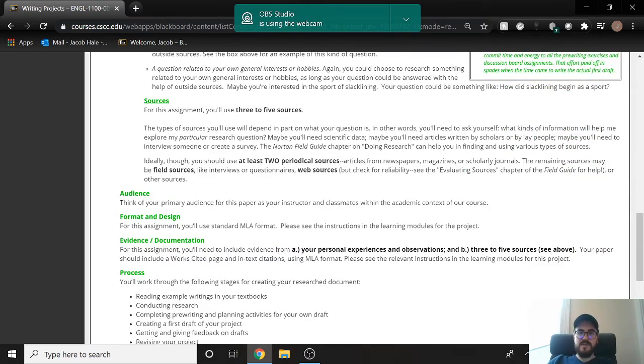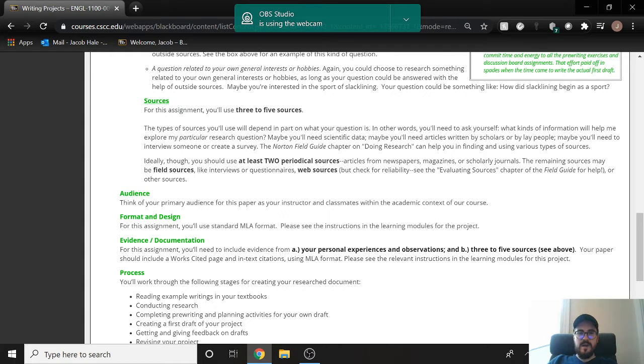And now let's talk a little bit about the sources that you're going to be finding. You need to have 3 to 5 sources. And the types of sources that you choose will sort of depend on what your topic is. Not all topics require the same kinds of sources.